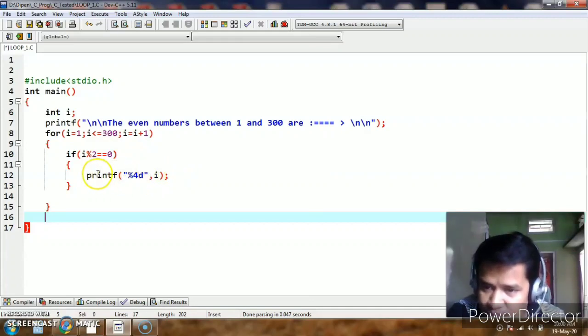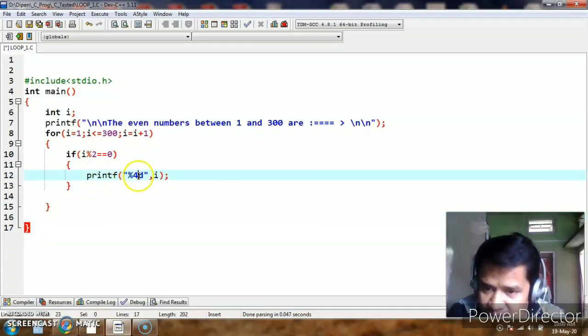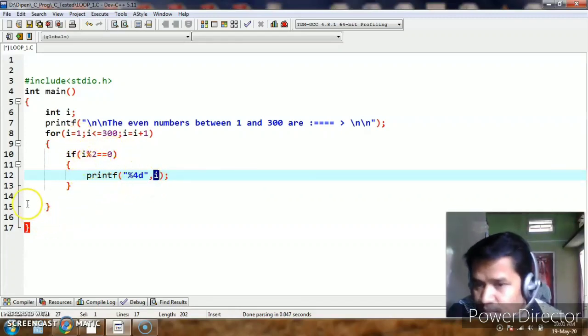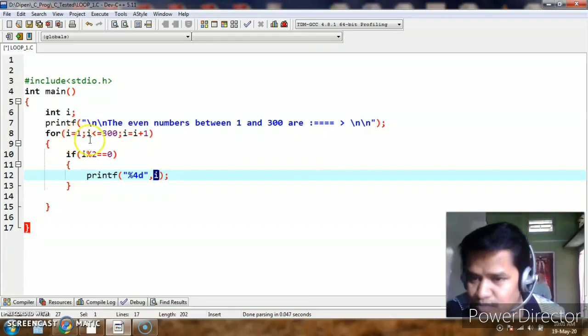What is to be printed here? It is to print i, according to the statement. So what is the value of i? i is 1. So i will not be printed, because i violates this rule. Then the 2 comes into the picture.